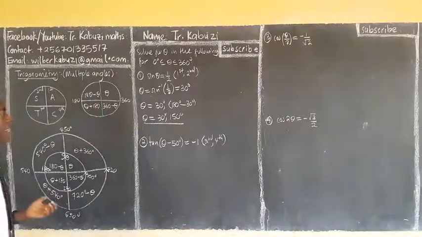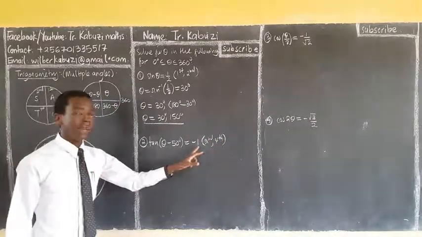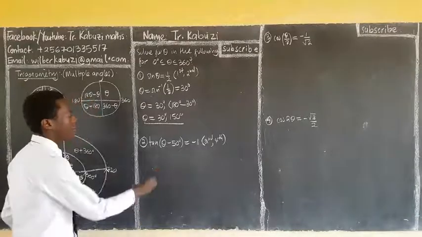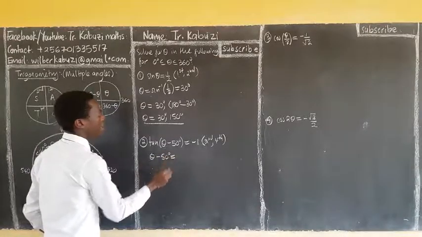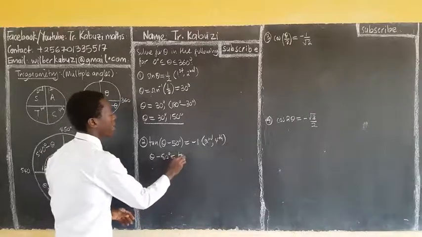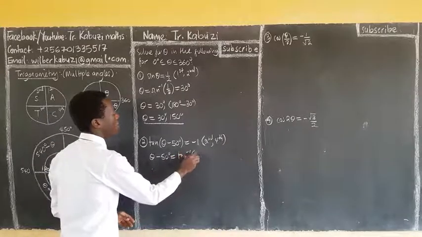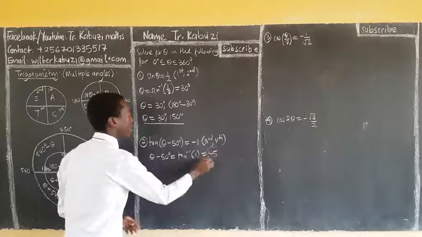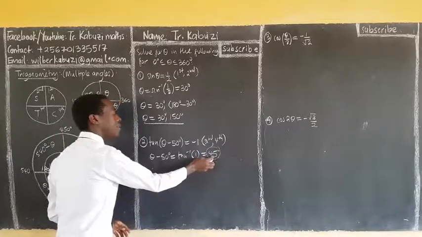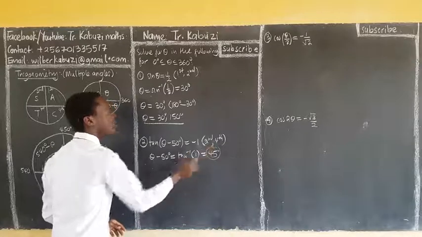Now, after identifying the quadrants, you ignore the sign and you get the acute angle. From there, starting with theta minus 50 degrees, it will be tan inverse of 1, which will give you 45. Now, this is our acute angle, 45 degrees. It helps you to get the angles in these quadrants.